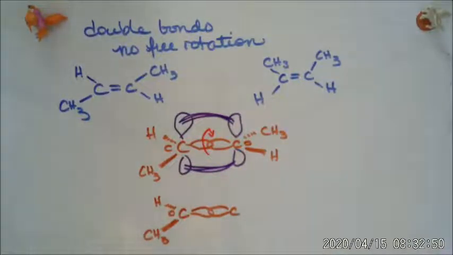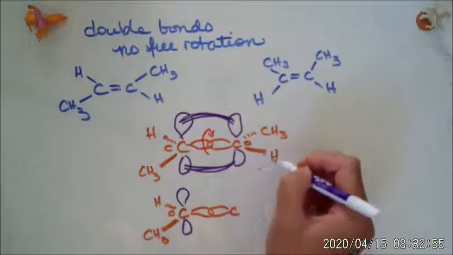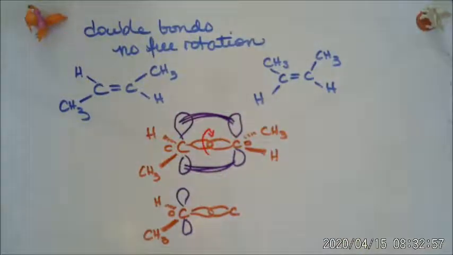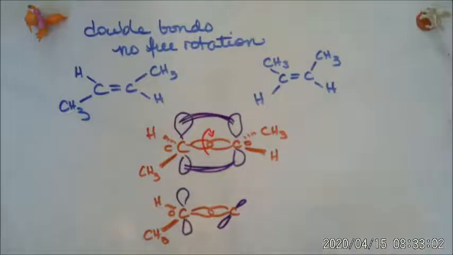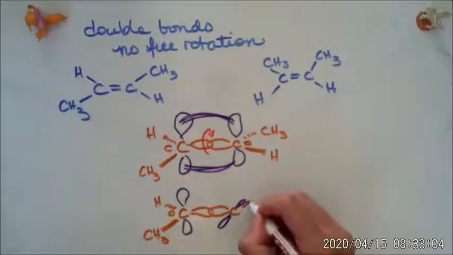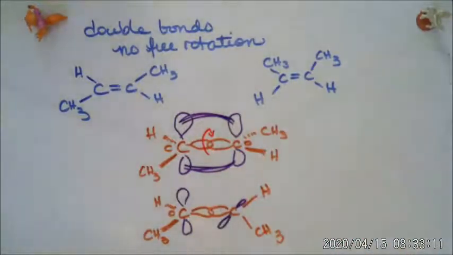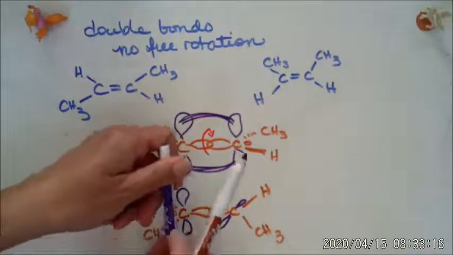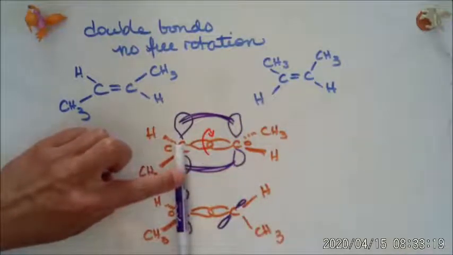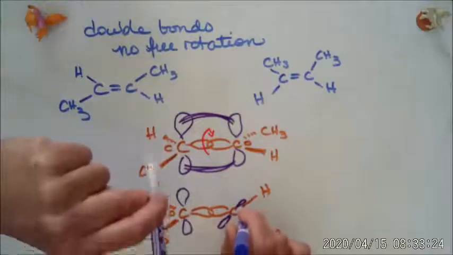So, this p orbital is right here. But if I rotate this, then the p orbital here, okay, up here is H, down there is CH3. So now I no longer have them overlap. This is in the plane of the board, this one's coming out of the plane of the board, like that. And there's really no overlap whatsoever.